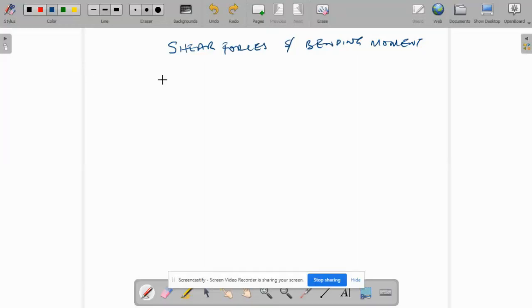Today we're going to look at shear forces and bending moments. So we will start with an illustration. We have a beam. Let's draw a beam.